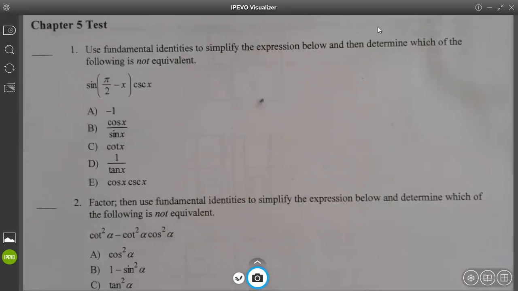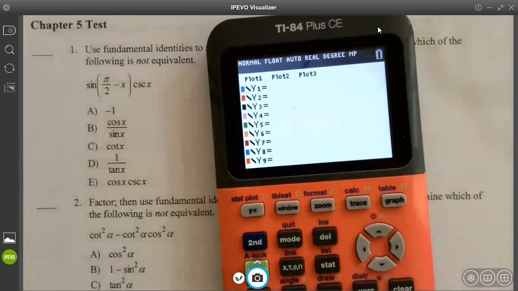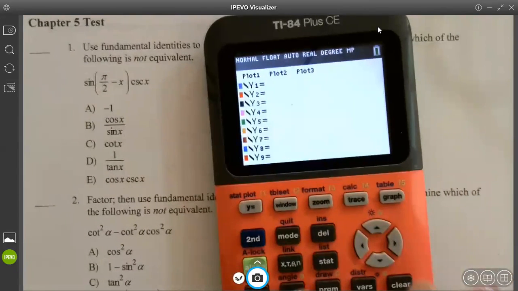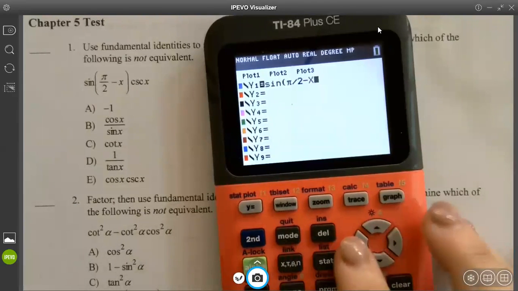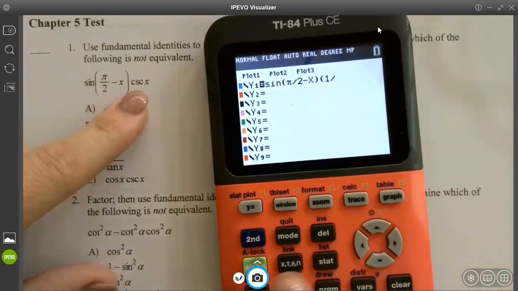How can I put it in my calculator? Put it in y equals. So go into your y equals, anything in there cleared out, make sure none of your plots are on. We're gonna do sine of pi over 2 minus x. Close it out. How do I put cosecant in my calculator? 1 over sine x. Looks like this.